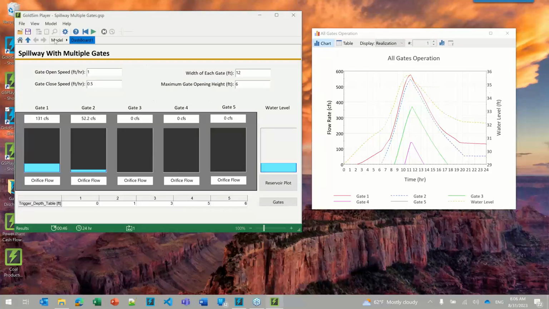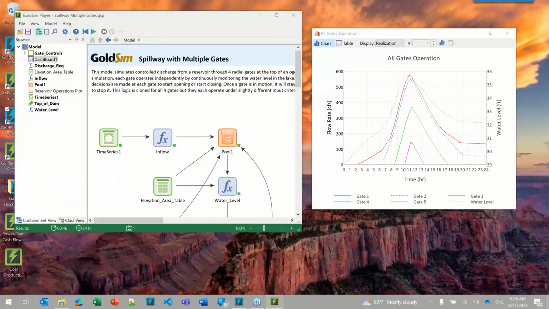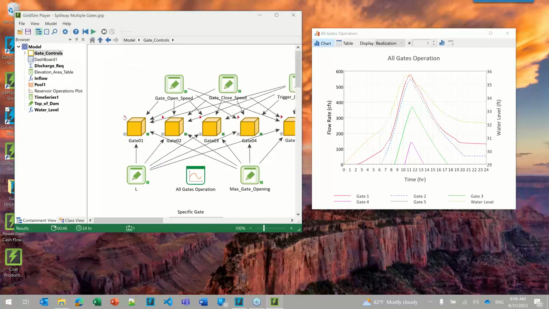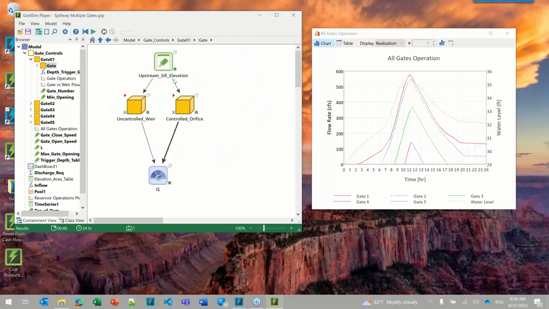So what's going on behind the scenes here? If we go into the model here, then what we have is a pool element to represent the pool of water in the reservoir. And then we have the gate controls, which is where most of the calculations are going on. So over time, we're keeping track of the water level. And then we have all these gates. And each gate is a cloned container, by the way, because they all have the same logic, right? So I've cloned the container so that any changes I make in here will be cloned to the others.